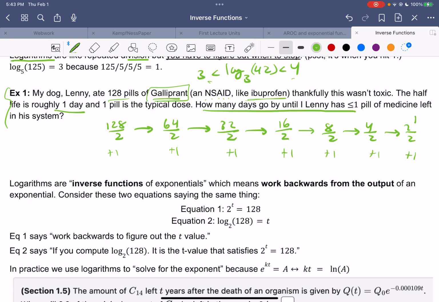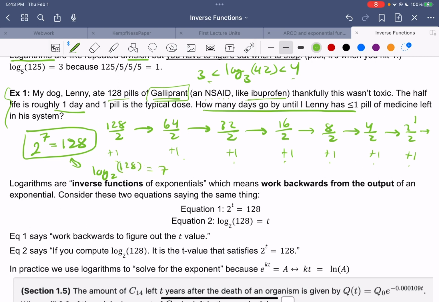Okay, but this is 1, so I'm not going to do it again. If I divide by 2 again, then I'm too small. So what is that? 1, 2, 3, 4, 5, 6, 7. And what that's really saying, by the way, is that 2 to the 7 is 128. And we're probably more comfortable with this, but that's the same as saying log base 2 of 128 is 7.